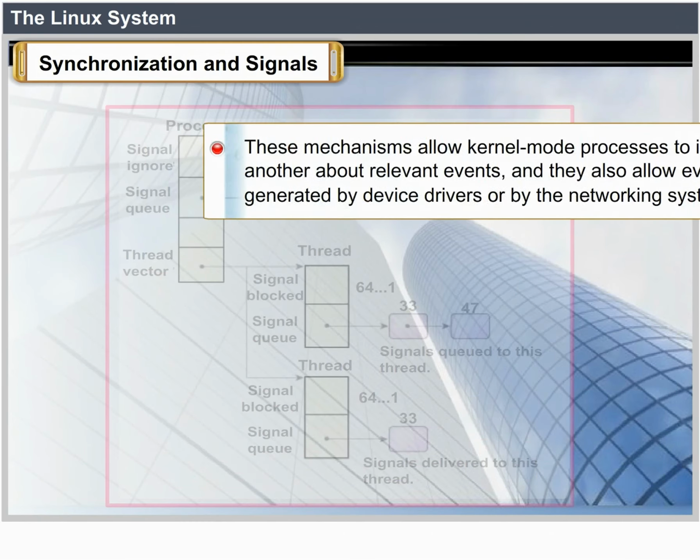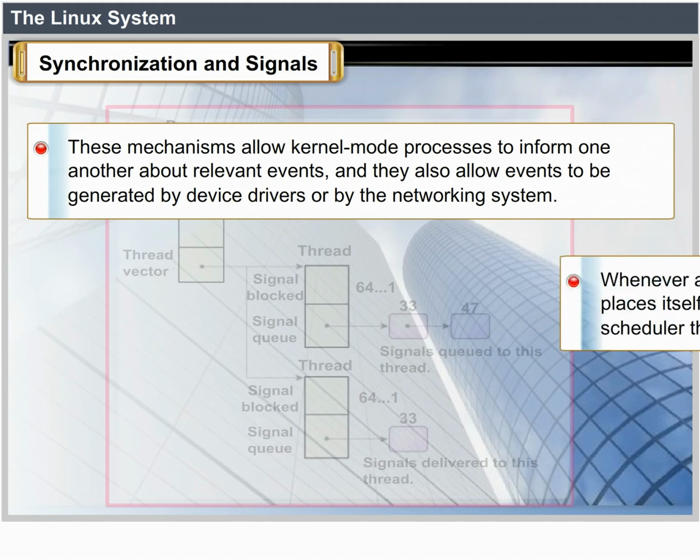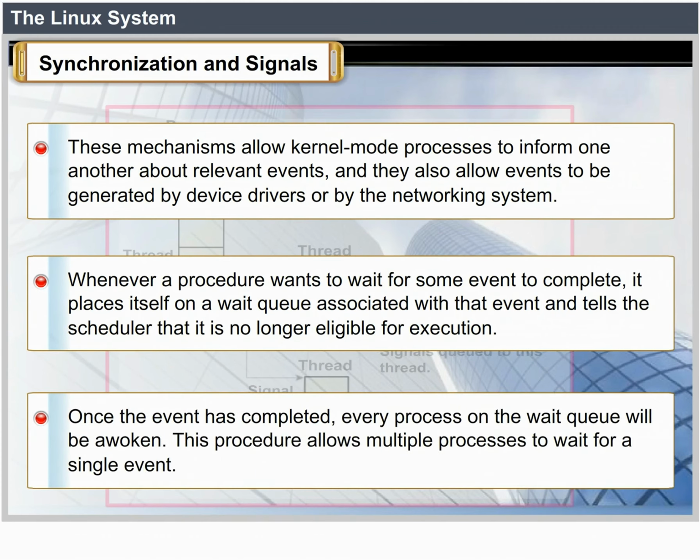These mechanisms allow kernel mode processes to inform one another about relevant events, and they also allow events to be generated by device drivers or by the networking system. Whenever a process wants to wait for some event to complete, it places itself on a wait queue associated with that event and tells the scheduler that it is no longer eligible for execution. Once the event has completed, every process on the wait queue will be awoken. This procedure allows multiple processes to wait for a single event.